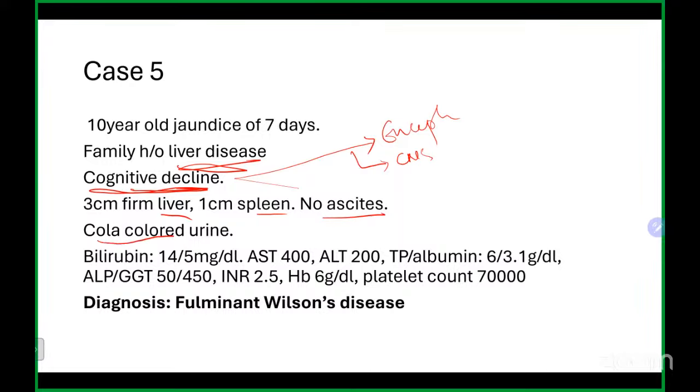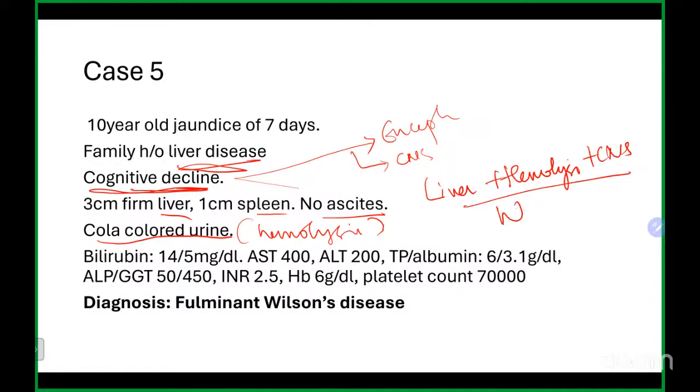Cola colored urine, they're saying that there is some amount of hemolysis going on. So now you should connect the links. So there is liver problem, plus there is hemolysis, plus there is cognitive decline, that is CNS symptoms. So classic of your Wilson's. Okay. So like expected, hemoglobin is less, INR is deranged, albumin is also on the lower side, saying that it is a chronic problem that is going on.